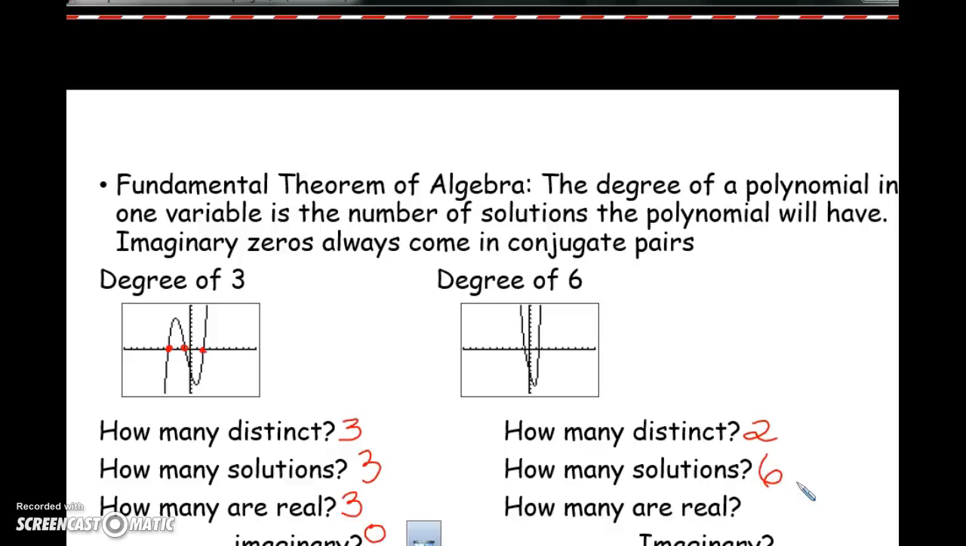How many answers can I see on my graph? 2. So 2 of them are real. Now, are you ready? This is hard math now. We're supposed to have 6 answers, and 2 of them are real. So how many are imaginary? Start out with 6, we can see 2 of them. How many are imaginary? 4.